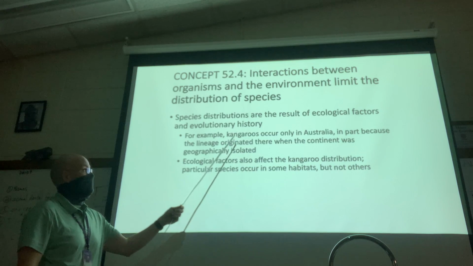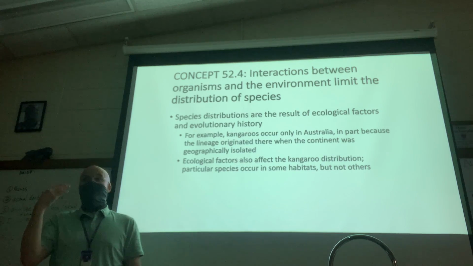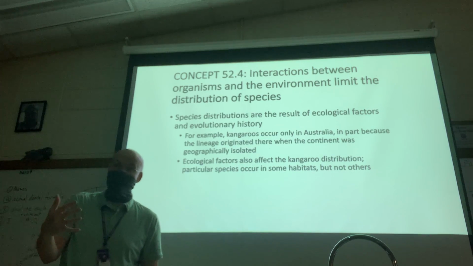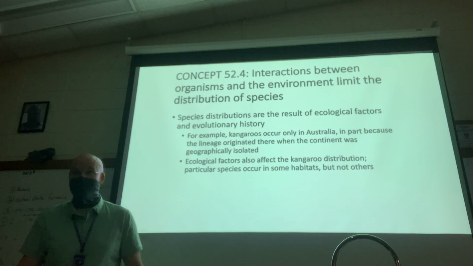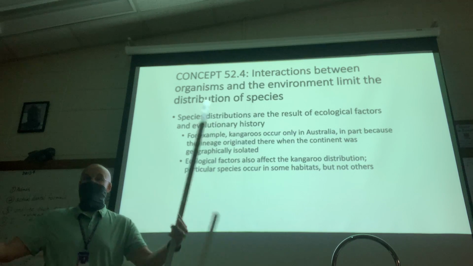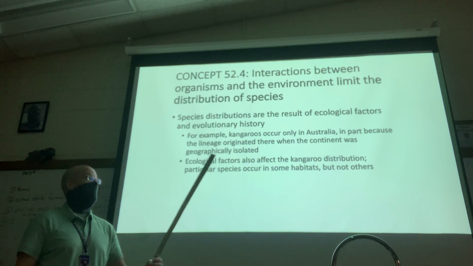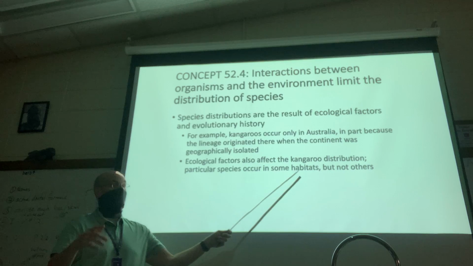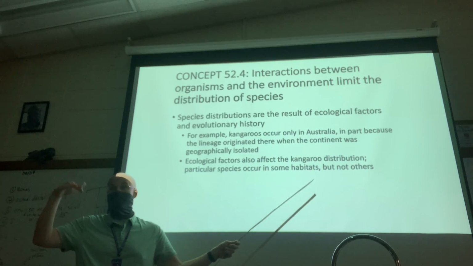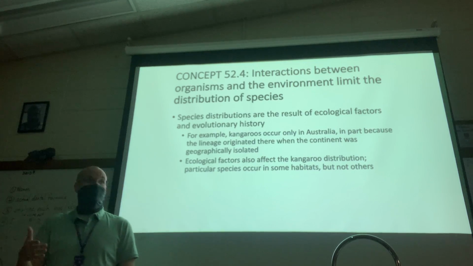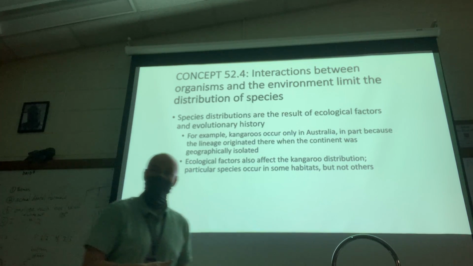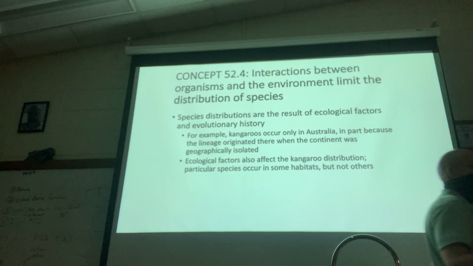In the case of kangaroos, they give this example. Their ancestors ended up in this region that, due to plate tectonics, broke away from the rest of the world. They became isolated there. And even within Australia, based on precipitation, temperature, and biomes on that landmass, you have habitats that are good for some species of kangaroo versus others.